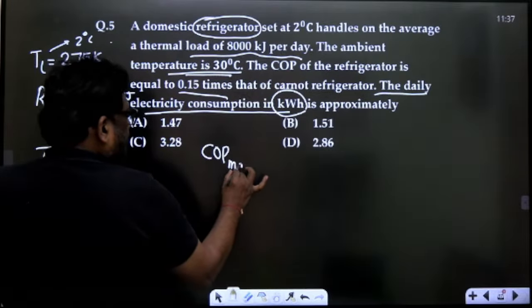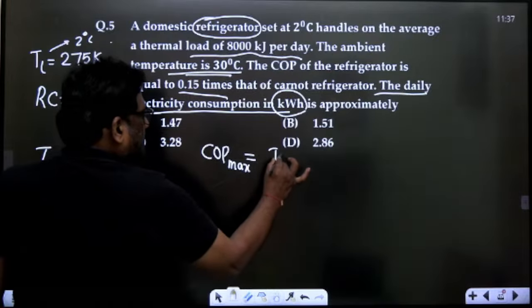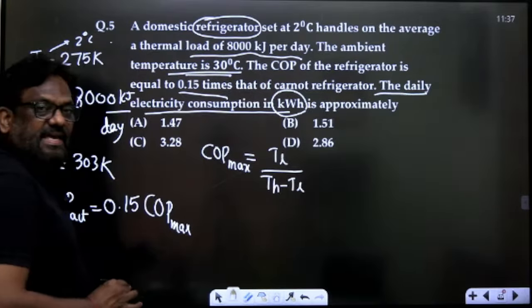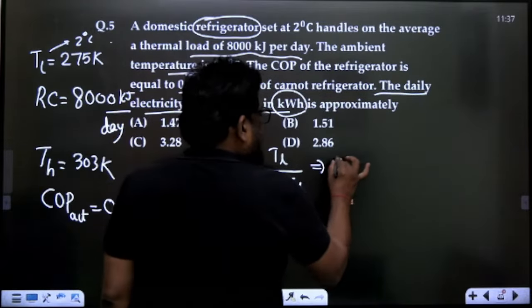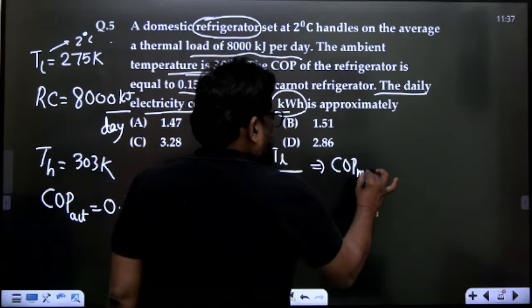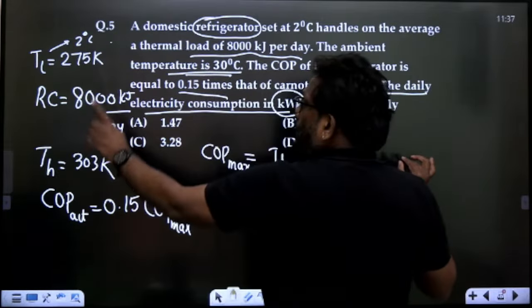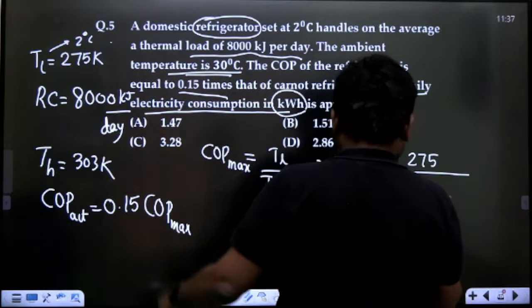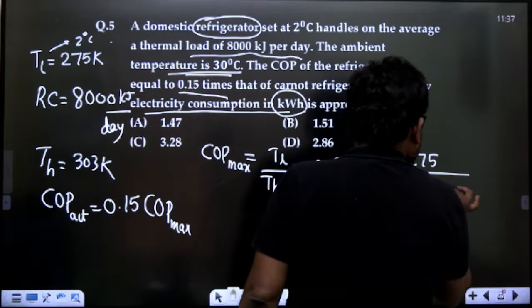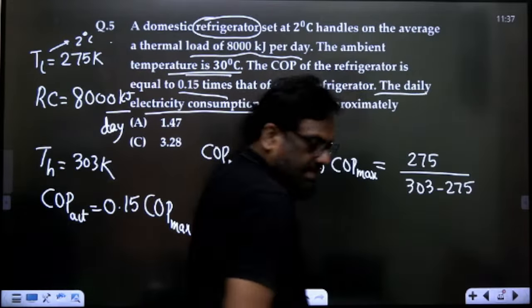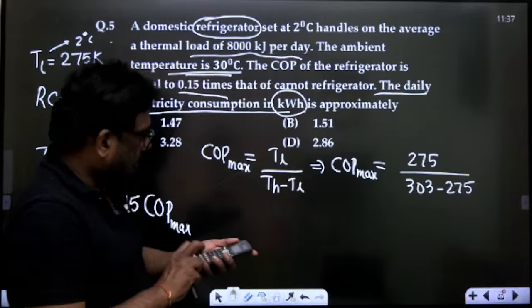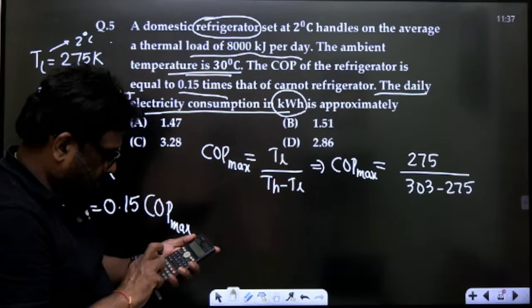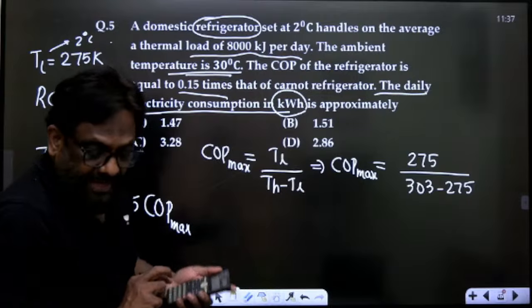माय डियर स्टूडेंट्स, द मैक्सिमम सीओपी इज नथिंग बट T लो बाय T हायर मायनस T लो। सब लोग रेडी रखना कैलकुलेटर्स। So let us calculate the maximum COP. What is the lower temperature, sir? The lower temperature is 275 and the higher temperature is 303. And please tell me what is the value of this maximum COP. फटाफट calculate करो sir. 275 divided by 303 minus 275 और ये आ रहा है 9.82.